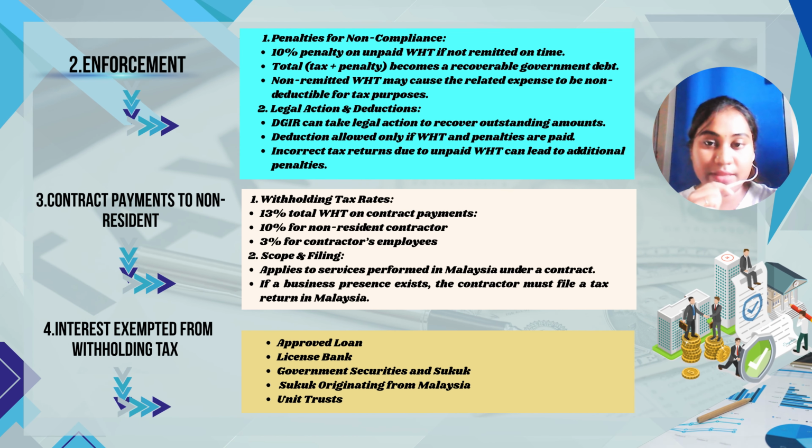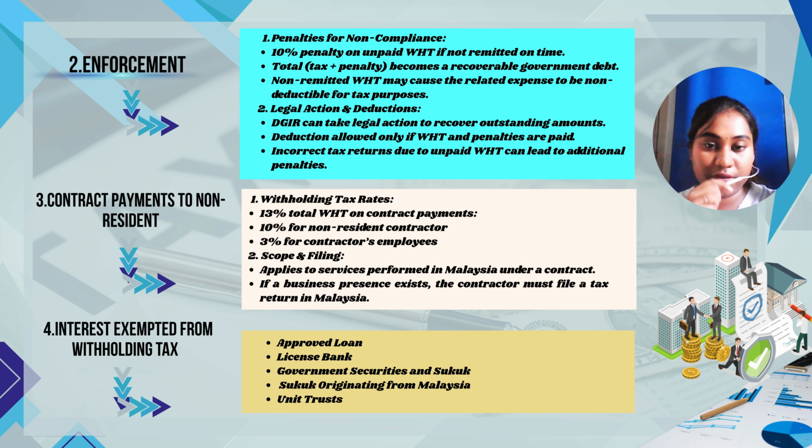If withholding tax isn't paid on time, a 10% penalty will apply and the amount becomes a debt to the government. The expense may also be not deductible. DGIR can take legal action, but if withholding tax is later paid, the deduction is allowed. Wrong tax filing may lead to extra penalties. The third one is contract payment to non-resident.